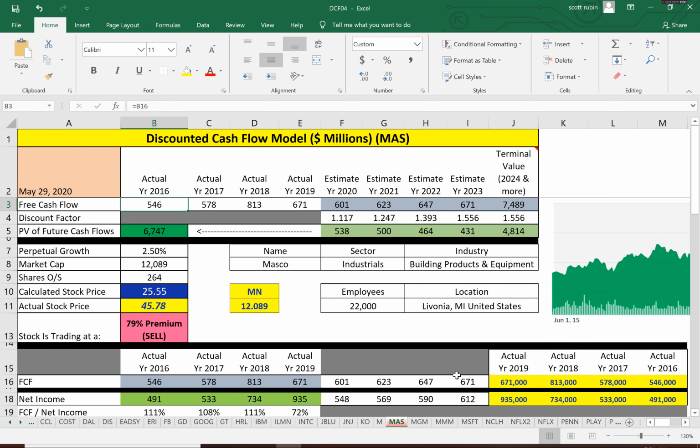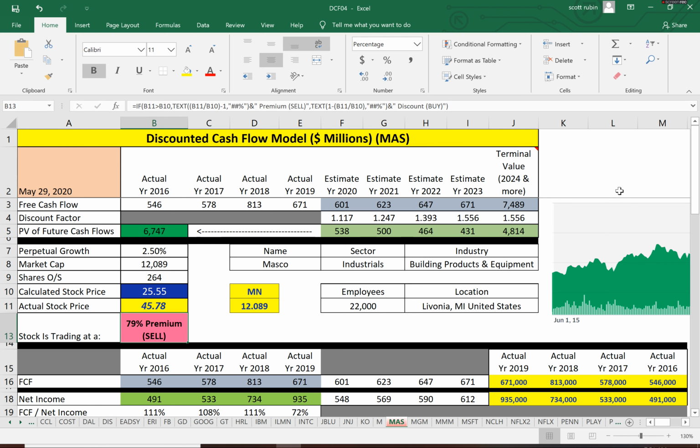And let's see the results. We estimated the future free cash flow based off of inputs earlier. We discounted those numbers back to today using the WACC. And the value of the company is $6.7 billion. And when you divide that by 264 million shares, we calculate the stock price to be $25.55. And it's actually trading at $46. So it's trading at a 79% premium. So we consider this a sell.